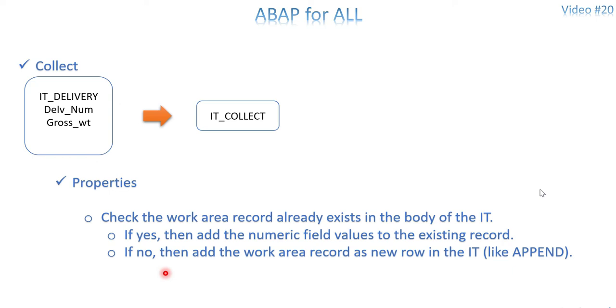I have four different fields, and if any one of the four character fields has a different value in the next record, a new record will automatically be created. Otherwise, the accumulation will happen. So you have to be very careful.